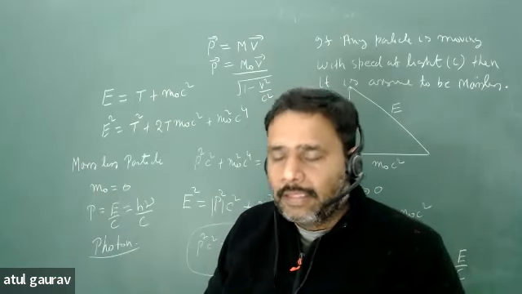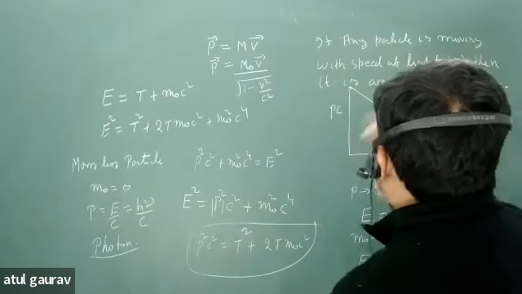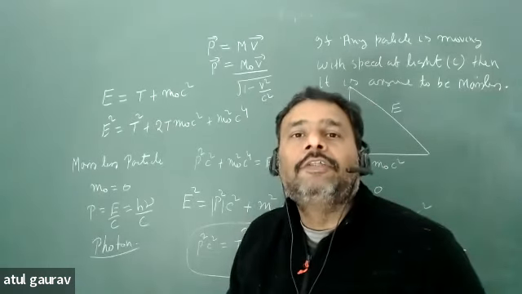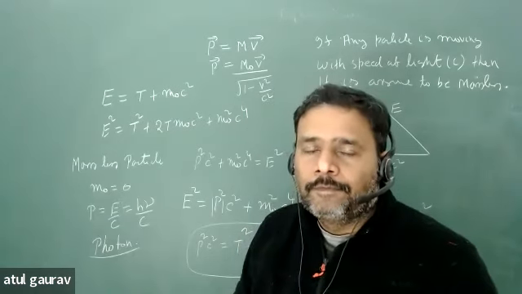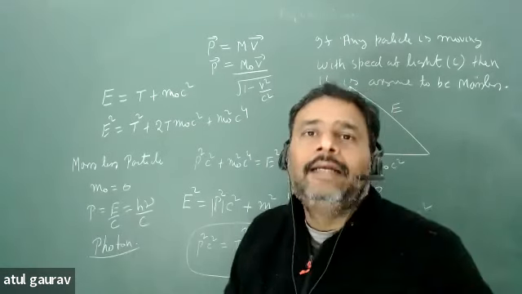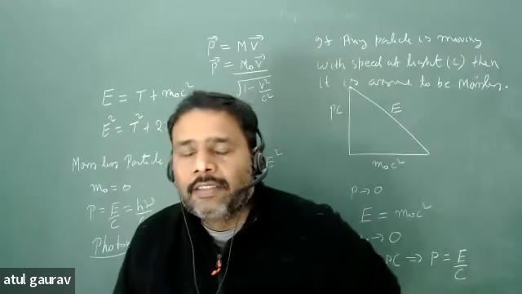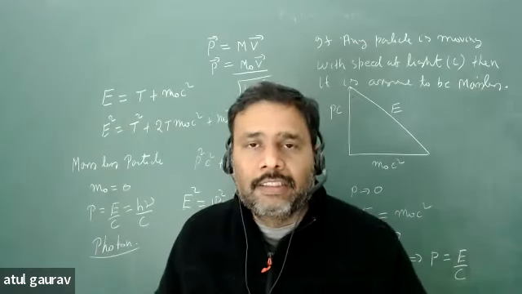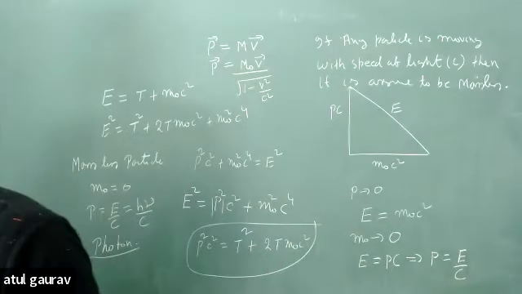So if any particle is moving with the speed of light, then it is assumed to be massless. And similarly, if any particle is massless, it is bound to move with the speed of light. So you can see the whole idea of classical mechanics is going to change when we are discussing this thing of mass energy equivalence. If you have any doubt, you can ask me.